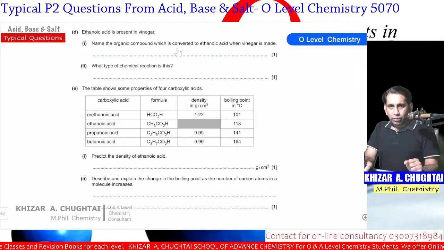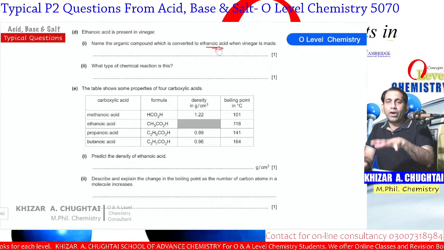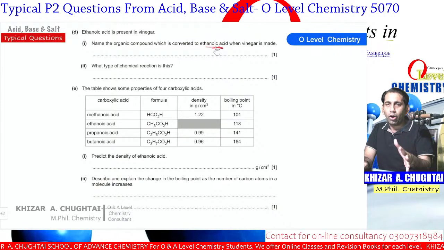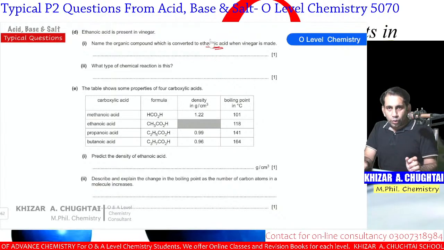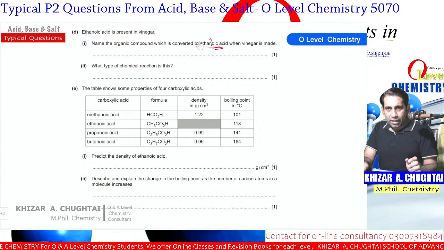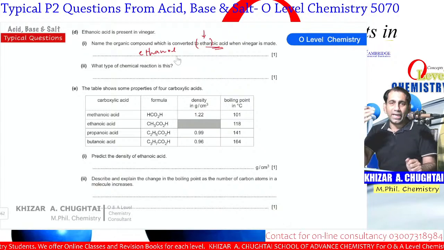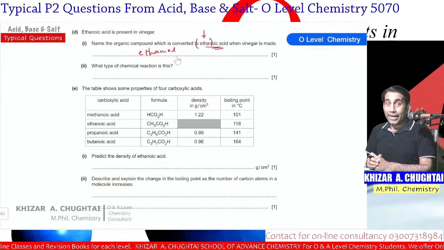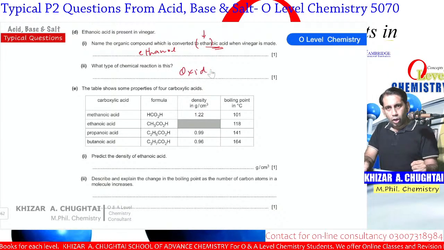Name the organic compound which is converted into ethanoic acid. All acids are synthesized from organic compounds. As far as O-level chemistry is concerned, they are going to be made from alcohols. So ethanoic acid means it is going to form from ethanol. The first name will be the same. Ethanol is the compound that is converted into ethanoic acid. What type of chemical reaction is this? As I told you, it's an oxidation.